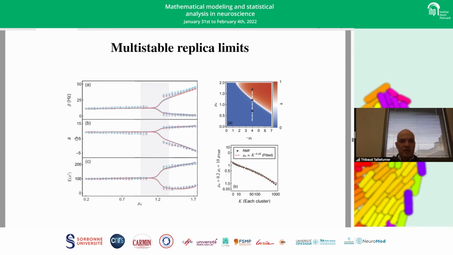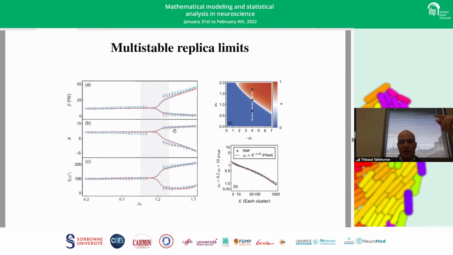And you can also do the same thing for the internal variable, and you can compute all the moments of the internal variable. Now, if you think about the replica-mean field limit, it's an infinite size system. And so actually, it will not be metastable, but it will be multi-stable. The equation that you get in the replica-mean field limit will admit multiple solutions when the metastable regime arrives. And that's what is plotted here.